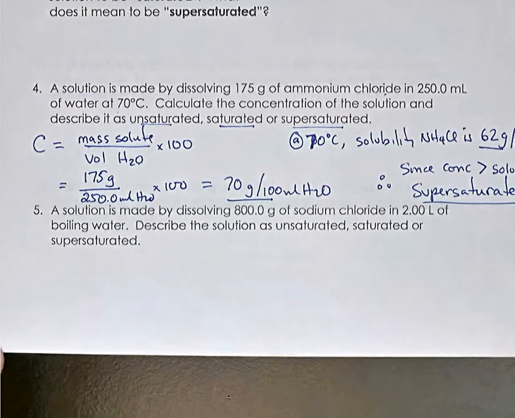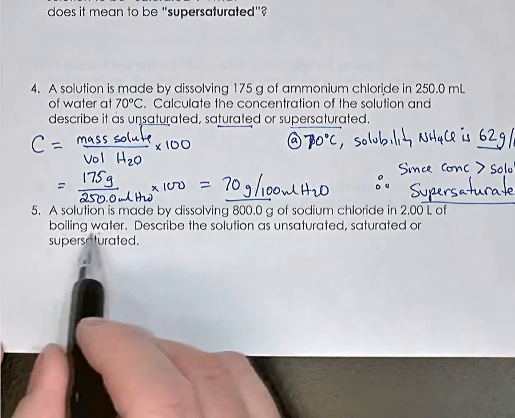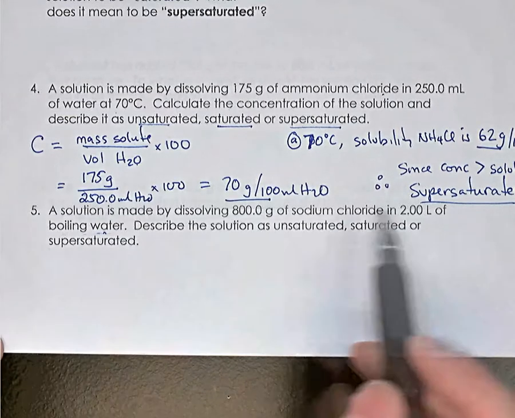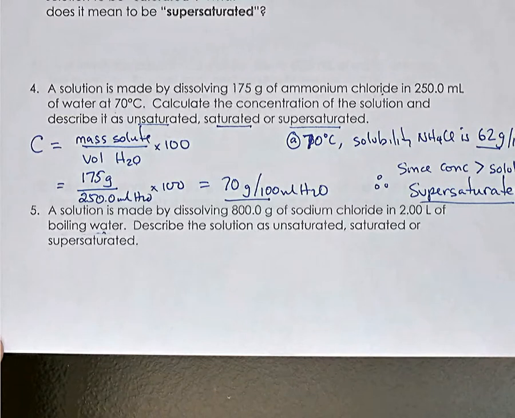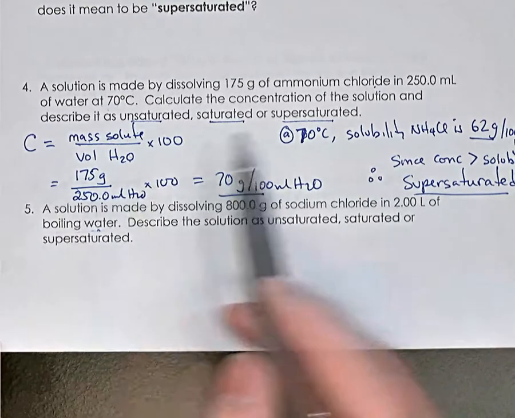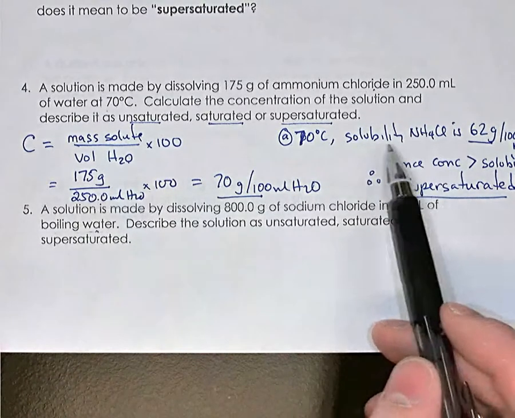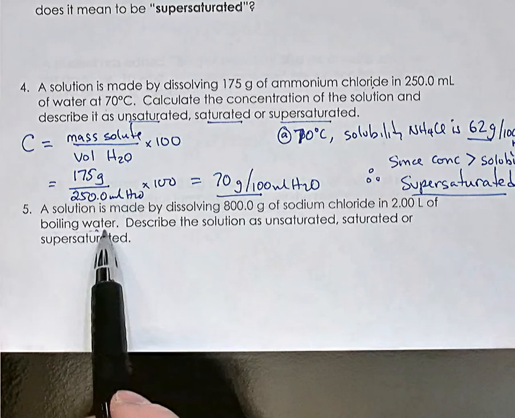Number 5, the same idea, so I'll leave you to do that on your own. It says boiling water, which of course means 100 degrees Celsius. 2 liters, you'll have to switch that to milliliters, 2,000 milliliters, and you'll do exactly what we did. You'll calculate your concentration, you'll look at the solubility of sodium chloride at 100 degrees Celsius.